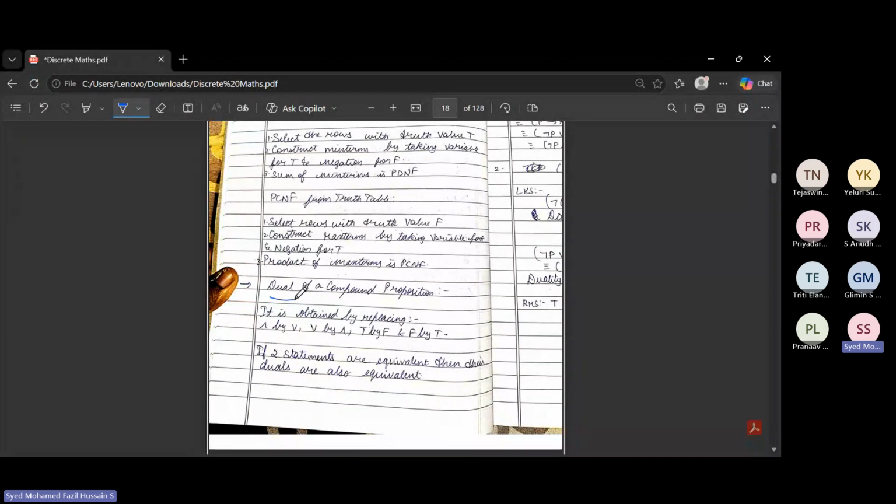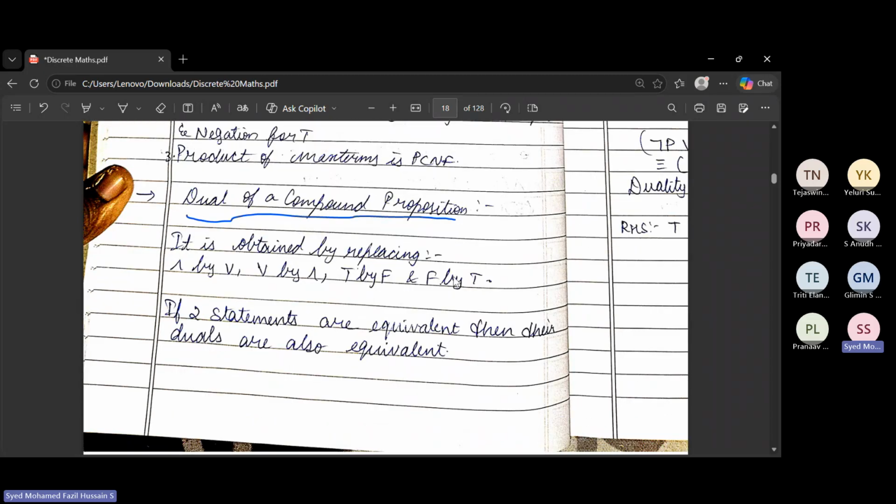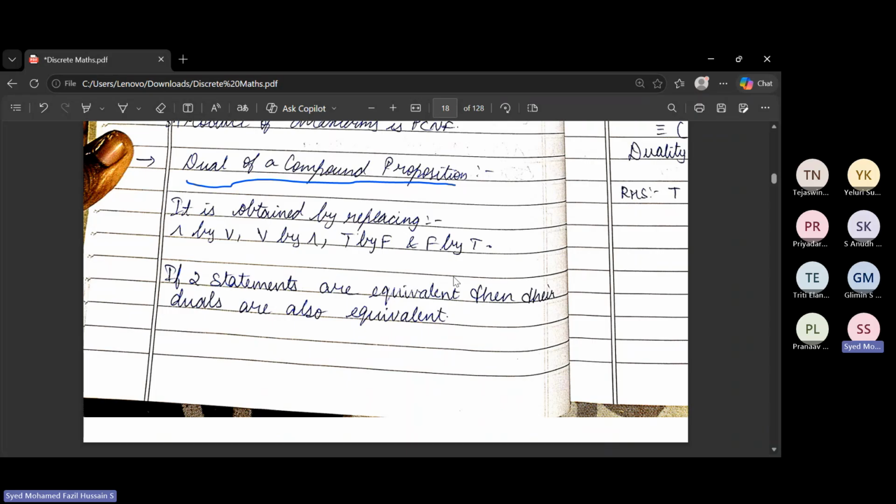So now let's take the dual of a compound function. Here the question might be asked, find the dual of it. Here we just have to replace and with or, or with and, and true by false and false by true. We just have to replace each with its opposite.